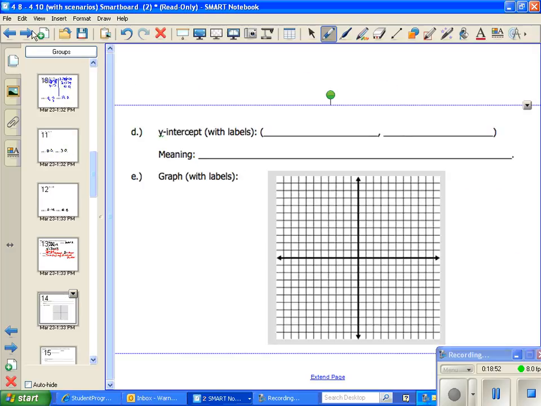y-intercept. Okay, just looking at the equation, y equals 2x plus 4, what is the y-intercept? Chris? Good, (0, 4). Labels are what, Mackenzie? Good, 0 days, 4 inches. All right, and the meaning. Go ahead and write down the meaning.